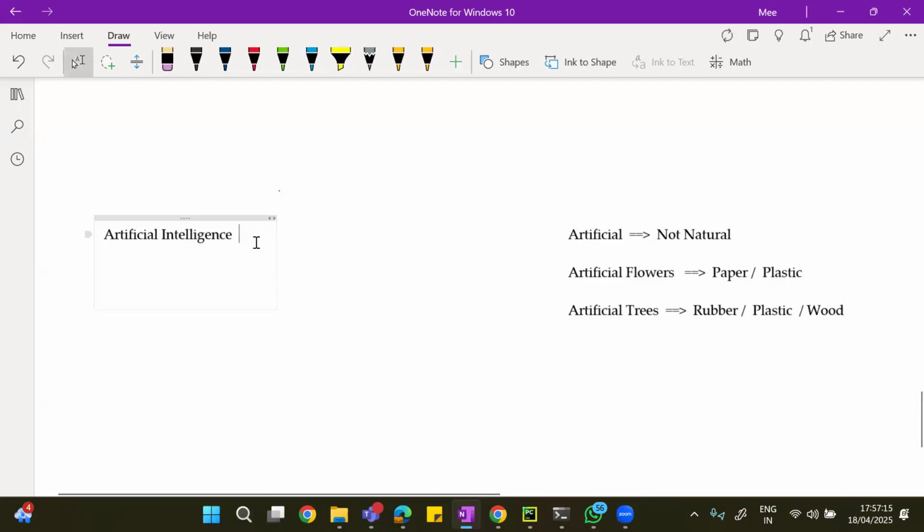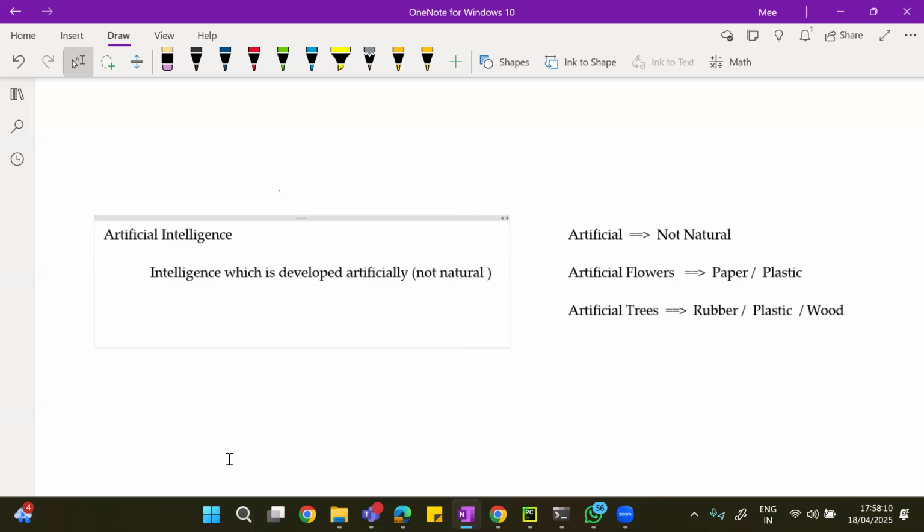Now, artificial intelligence. Artificial intelligence means the intelligence which is created or developed artificially. I'm just giving it in basic terminology, connecting from here. An intelligence which is developed artificially, not naturally, is called artificial intelligence.